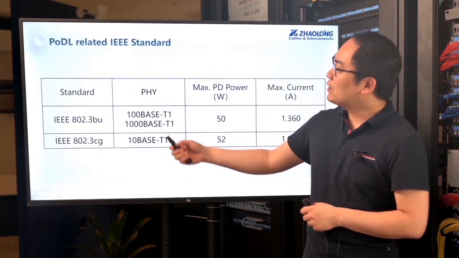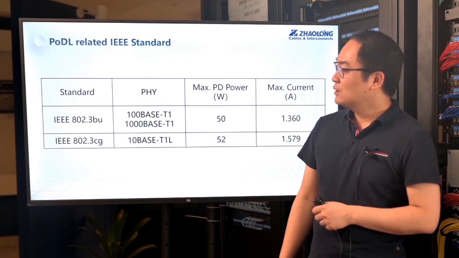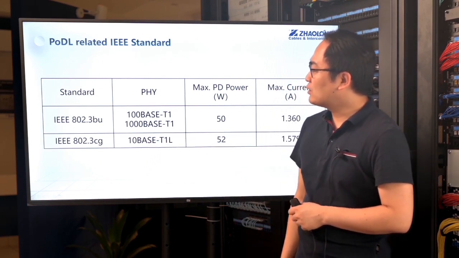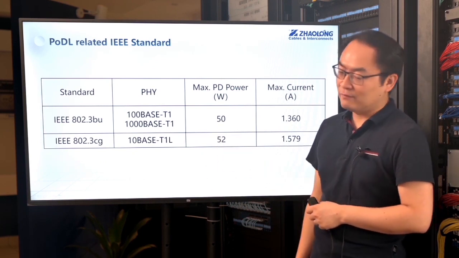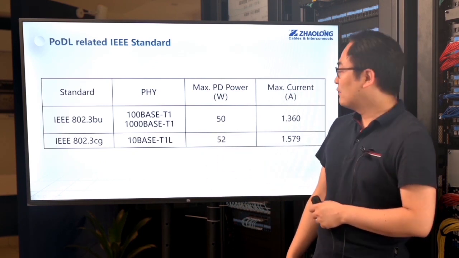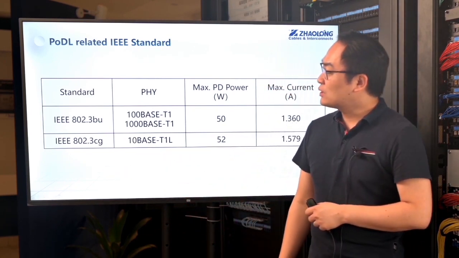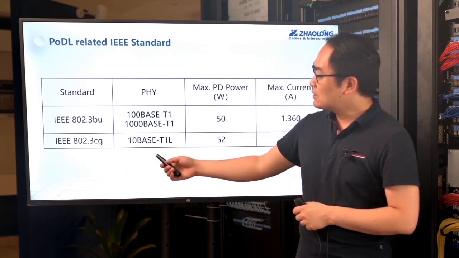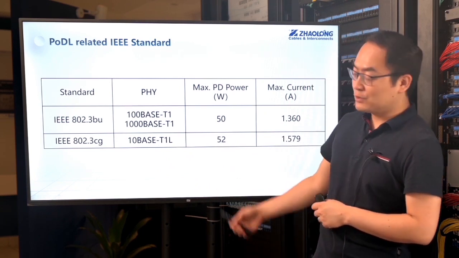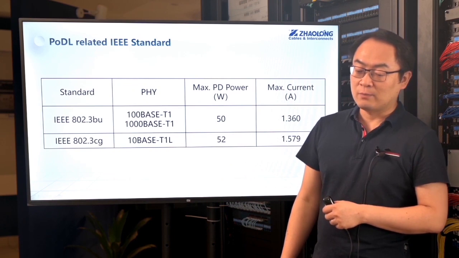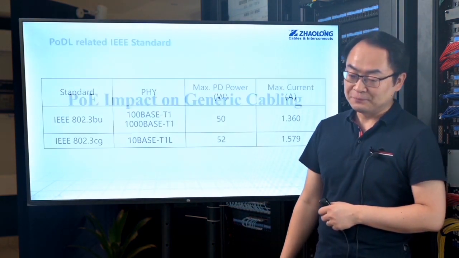For the PoDL standards, the first one is 802.3bu. This standard defines the 100BASE-T1 and 1000BASE-T1 physical layer. So you can receive up to 50 volts power with 1.36 amp current. The latest one is 802.3cg. This standard defines the 10BASE-T1L physical layer. So you can receive up to 52 volts power and 1.6 amp current.